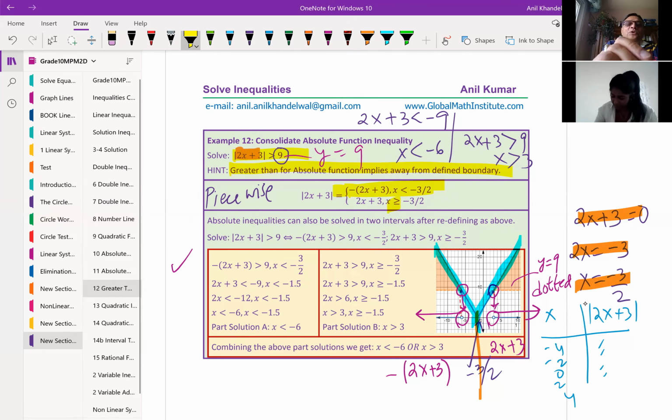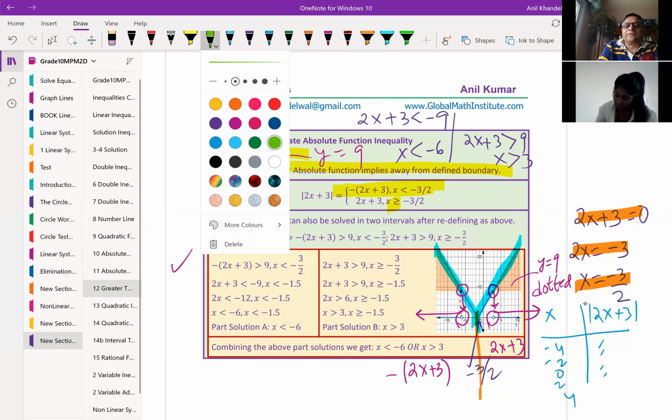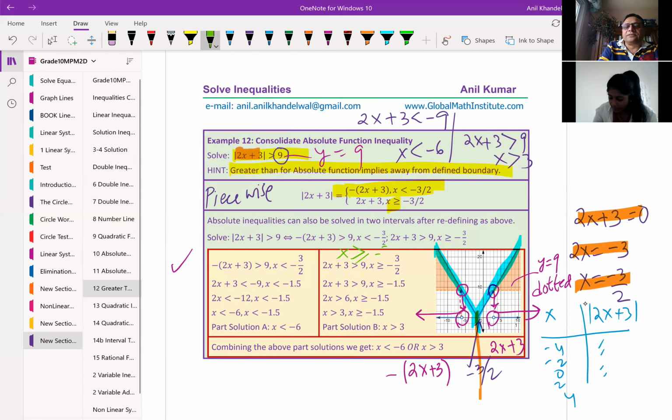Correct. You're right. So basically what we did was we redefined a function. This is the interval when x is greater than or equal to minus 3 by 2. And this is the interval when x is less than minus 3 by 2. Within that interval, we'll solve our linear inequality. That is the question. So we have the function, so substitute this particular function instead of the absolute value. Is that clear? So now we have substituted the function.